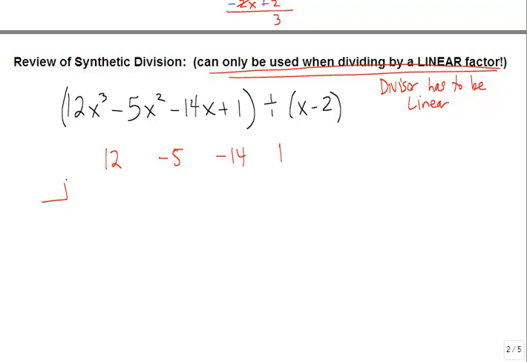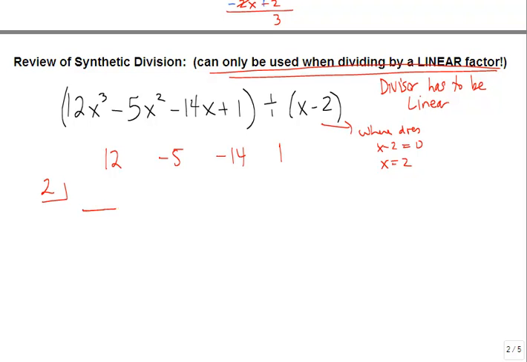Then in this little box off to the side, we're going to write what we're trying to divide by. And we're not going to write this whole divisor. What we're actually going to do in this little box is write down where this divisor factor equals 0. So where does x minus 2 equal 0? If you were to solve that, you would get positive 2. So we're going to put positive 2 in this little box. One thing to remember is the number in this box should have the opposite sign of the number in the factor, because up here I had a minus 2, but I'm using plus 2 over here.